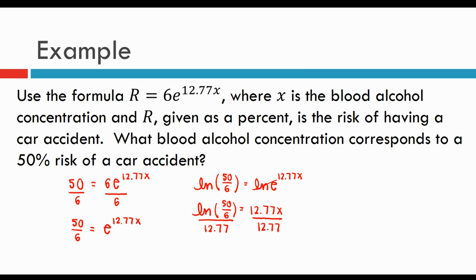And then this is where we are going to very carefully type it into our calculator. So we'll type the natural log, we'll do 50 divided by 6, close the parenthesis, and then divide by 12.77. I'm going to have us round to the nearest hundredth, so 2 decimal places. So it looks like we get approximately 0.17. So that would be the blood alcohol concentration to get a 50% risk of a car accident.